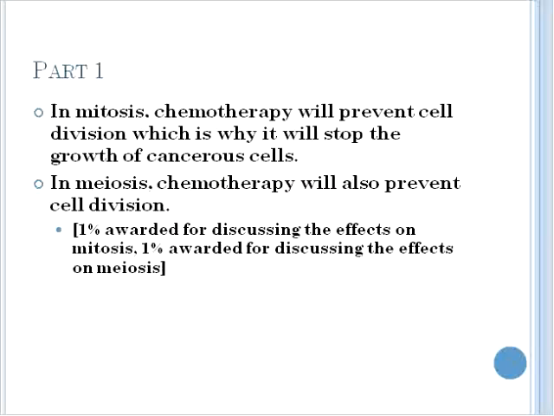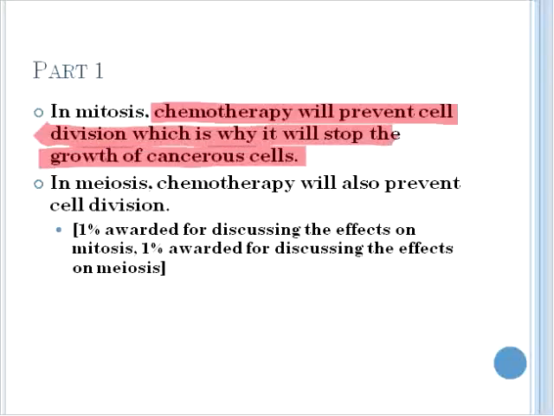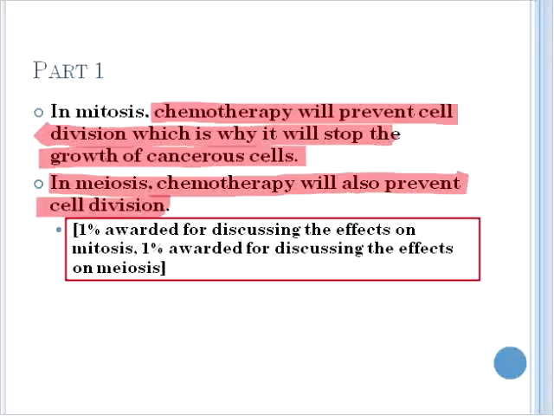The answer for this is as follows. You would have been expected to state that chemotherapy will prevent cell division, which is why it will stop the growth of cancerous cells, and in meiosis, it will also prevent cell division. The answer key awarded 1% for both mitosis and 1% for meiosis, for a total of 2%.